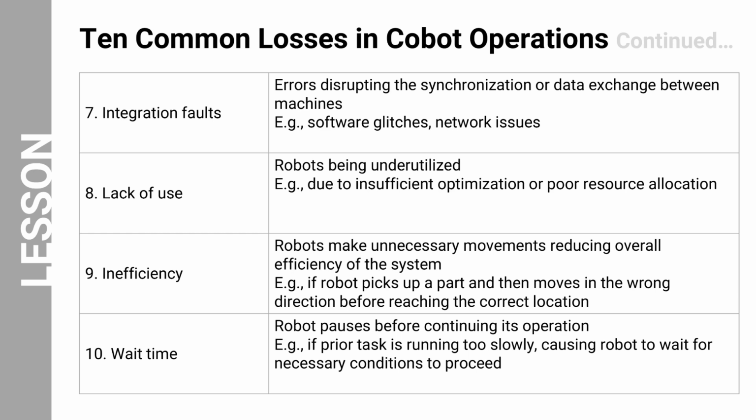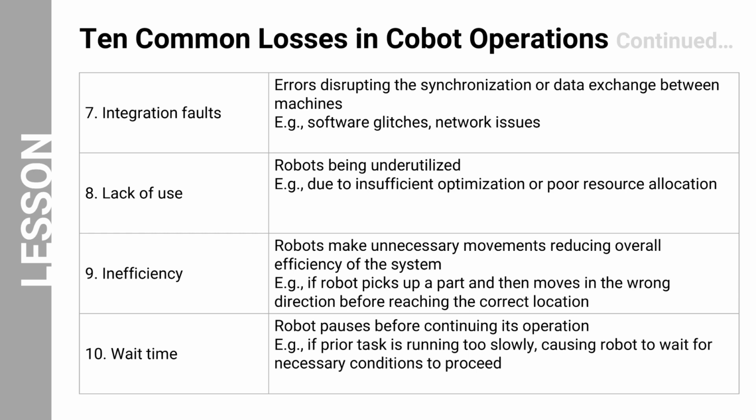Number 9. Inefficiency. Inefficiency or poor trajectory planning occurs when robots make unnecessary or irrational movements that reduce the overall efficiency of the system. For example, if a robot picks up a part and then moves in the wrong direction before reaching the correct location, it wastes time and energy, requiring adjustments to optimize the motion path.